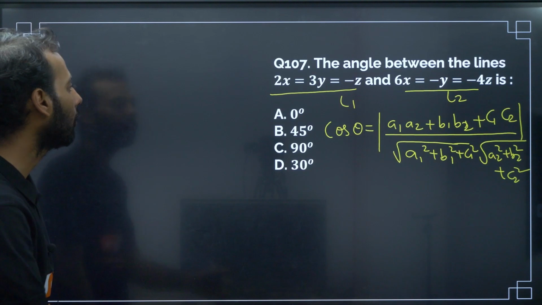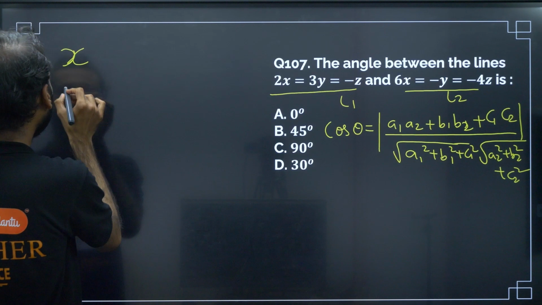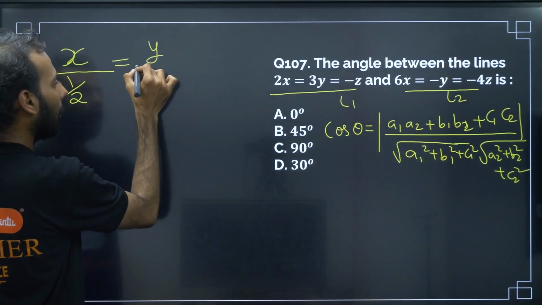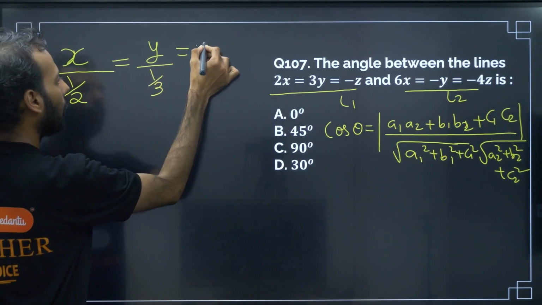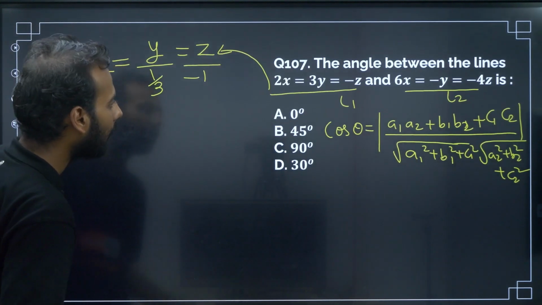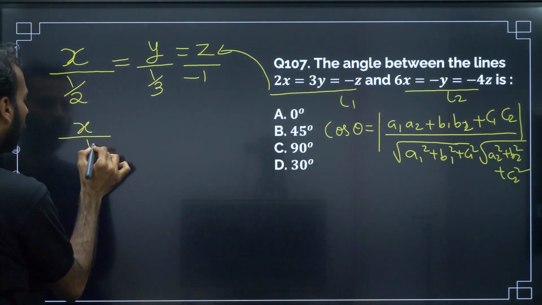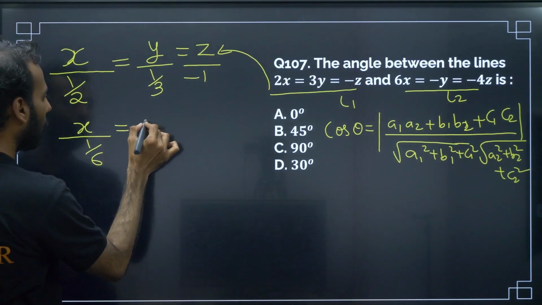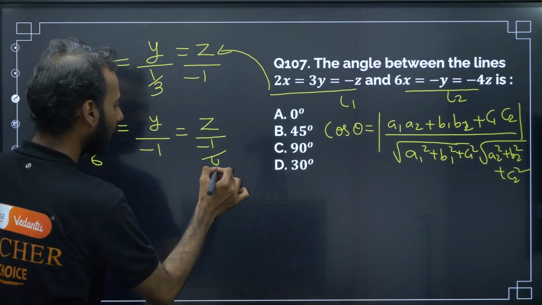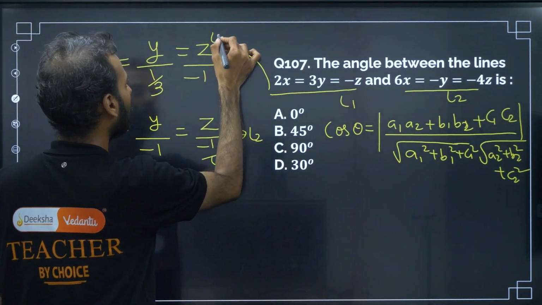Angle between two lines. So for the first equation, let me write x. Here 2 is there, so 1 by 2. I hope you might have understood. y divided by 1 by 3 is equal to z divided by minus 1. This L1 I am writing it here. Next L2. For L2, x divided by 1 by 6 is equal to y divided by minus 1 is equal to z divided by minus 1 by 4. So this L2, line number 2, this is line number 2, this is line number 1.